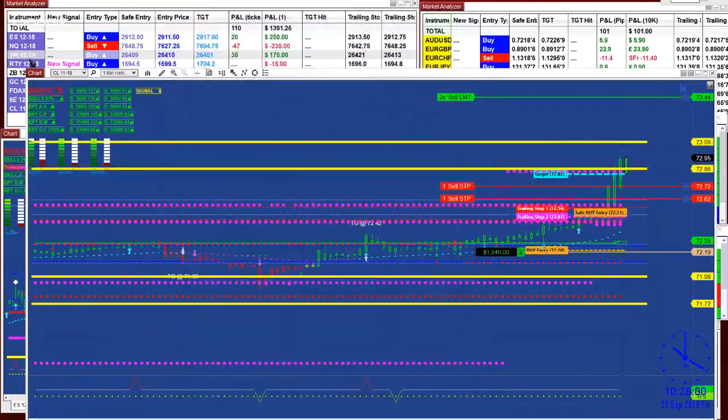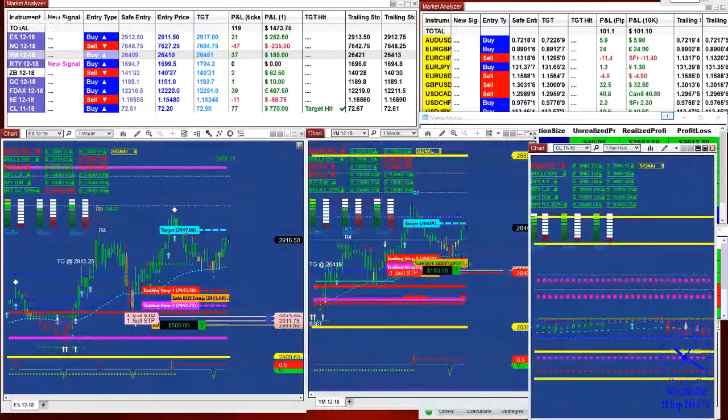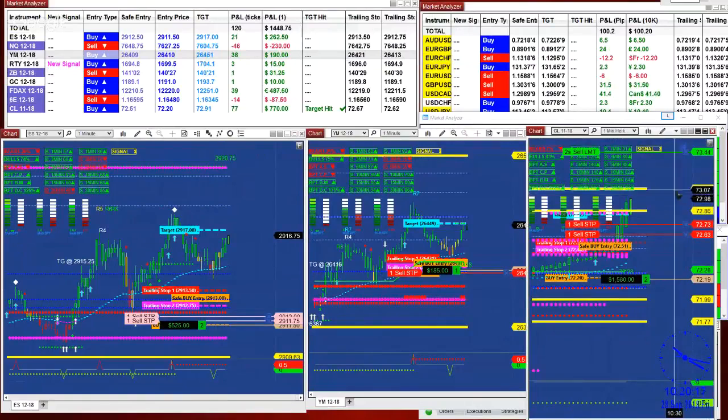Okay guys, we have a new signal on the Russell. We have a new signal on the Russell. Entry price 99.5. Target 7042. Oh, the ES also went up. Okay.